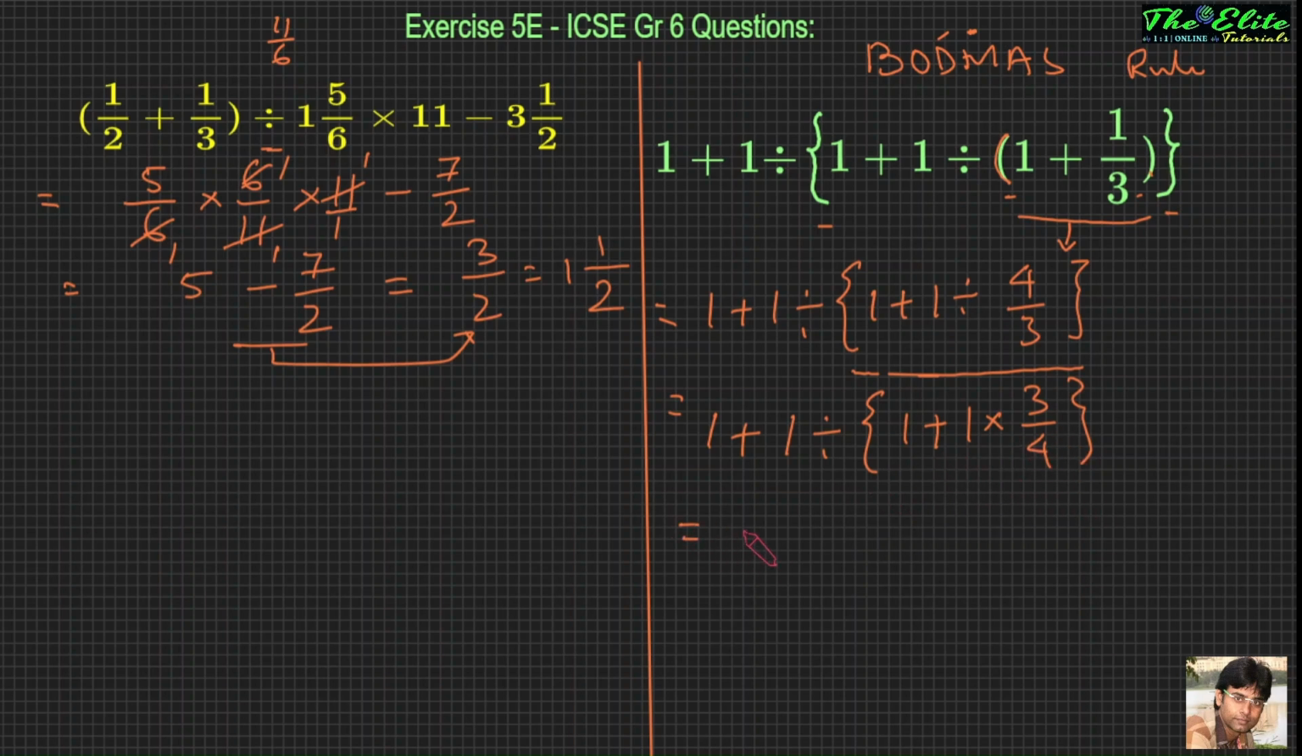Now this is going to be written like this: 1 plus 1 divided by. Still we have something to be done inside the bracket. We will do that: 1 plus 3 by 4. Now we can see that this bracket can be removed. Writing the single fraction from this addition, it will give you 7 over 4.